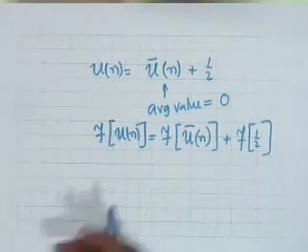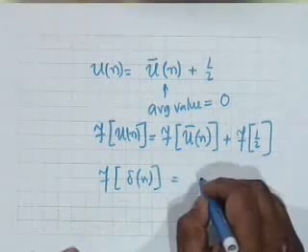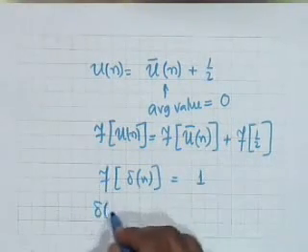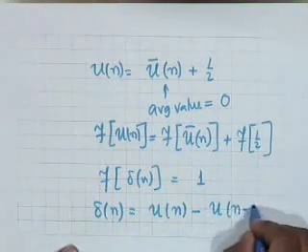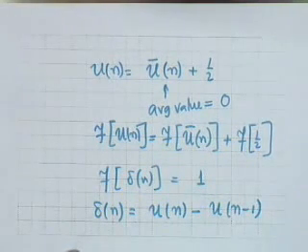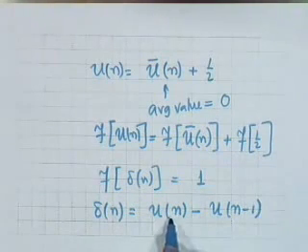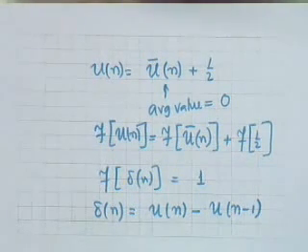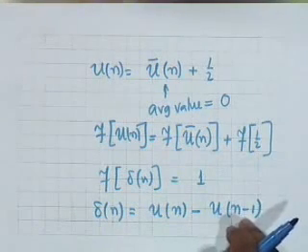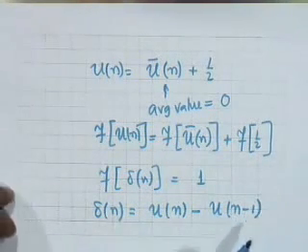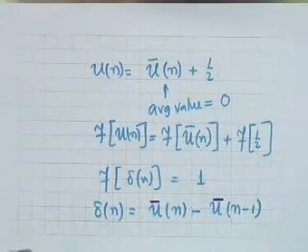On the other hand, we know that the Fourier transform of delta n is equal to 1, and delta n can be written as u of n minus u of n minus 1, right? Now in this relationship, obviously the average value of u of n is cancelled out. Average value of u of n is half, average value of u of n minus 1 is also half, and therefore things will not change if we put a bar over this. Isn't that right?